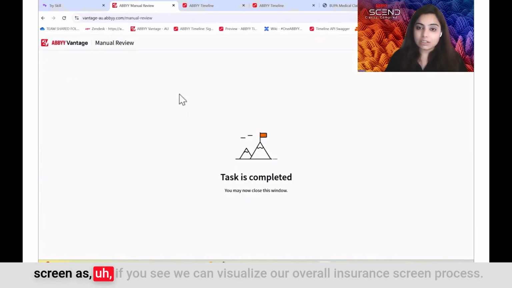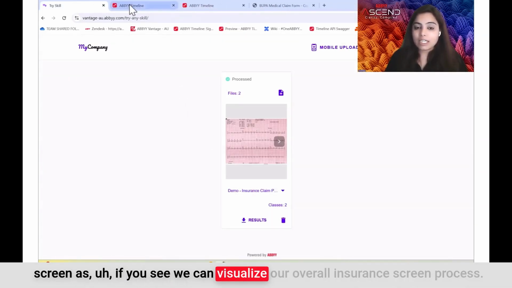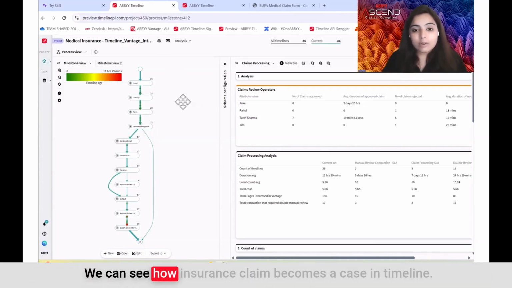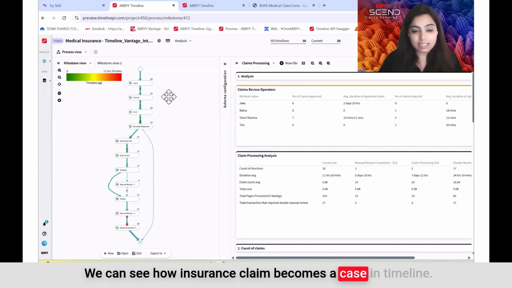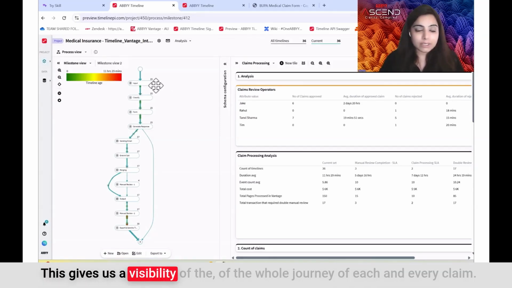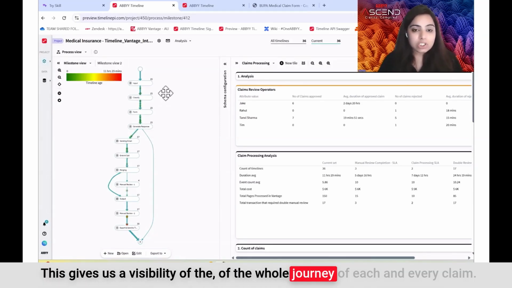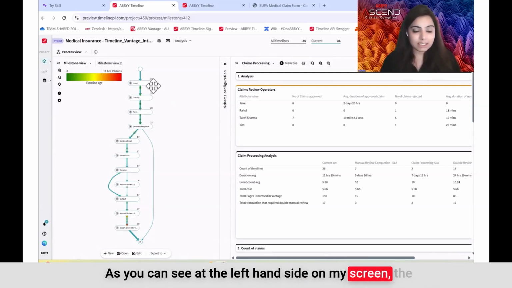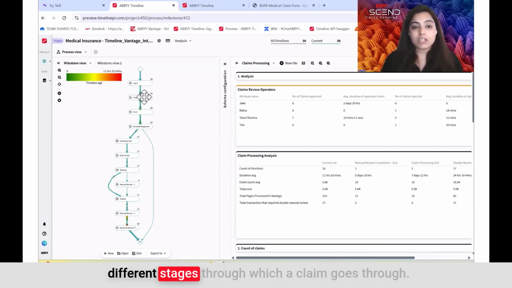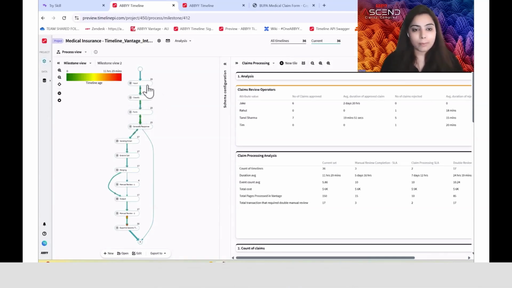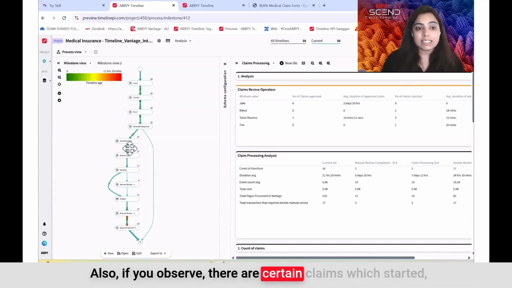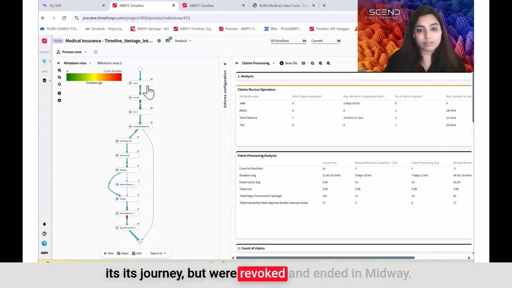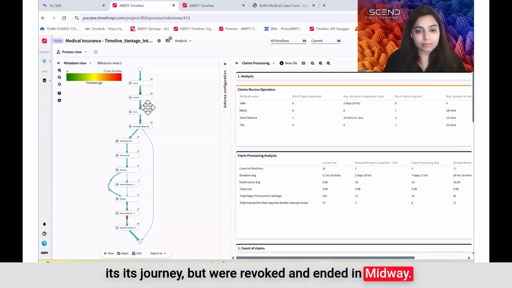On my screen, as you can see, we can visualize our overall insurance claim process. We can see how an insurance claim becomes a case in Timeline. This gives us visibility of the whole journey of each and every claim. As you can see on the left hand side of my screen, the different stages through which a claim goes through. Also, if you observe, there are certain claims which started their journey but were revoked and ended midway.